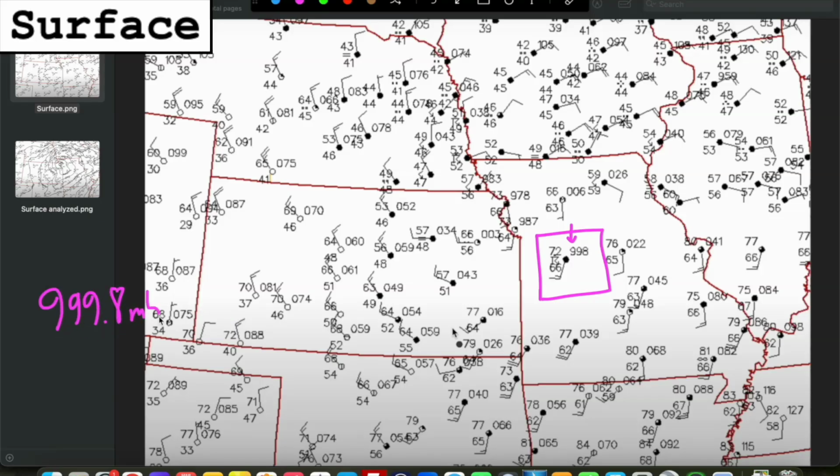999.8 millibars. We always put a decimal between the last two digits, and then the first digit tells us what the leading number is going to be. So here the leading number is a 9, so it would be 999.8 millibars.